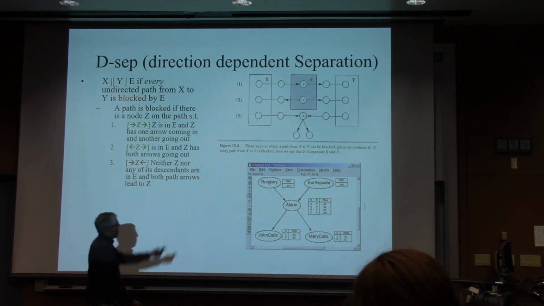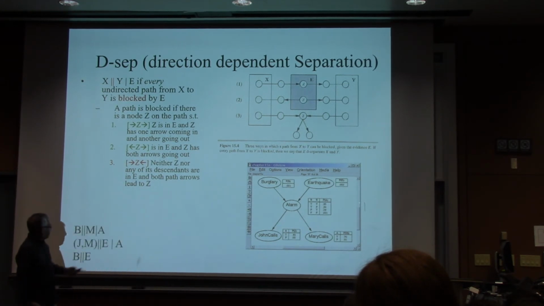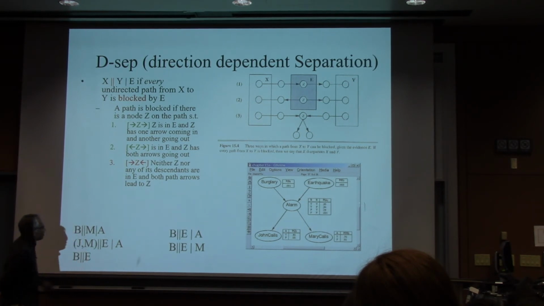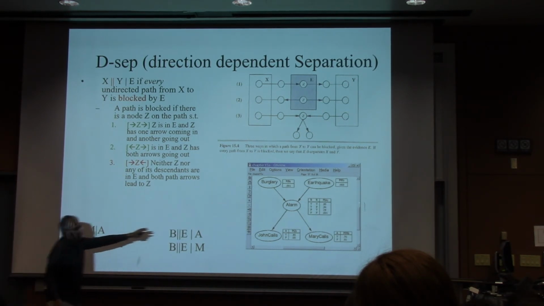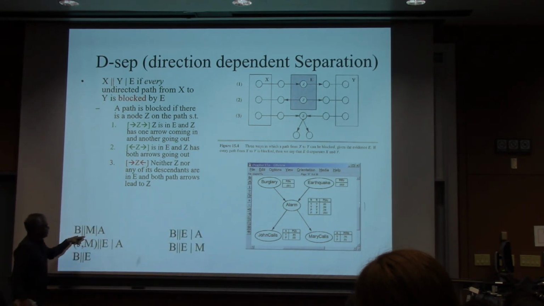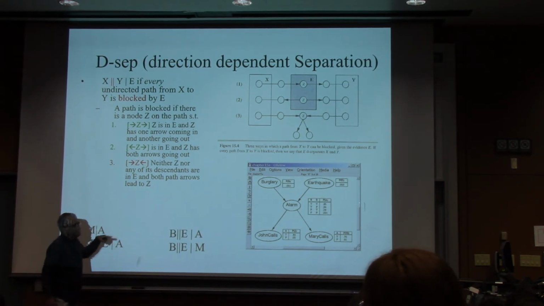So let me just do this. Here's my network. I want to ask the following independence relations. Do they hold or not? What do you think? How do I tell? Do you understand what I'm saying? So let's actually try to see. Given this network, do we believe, given the network semantics, is B, that is Burglary, independent of Mary calling given alarm?